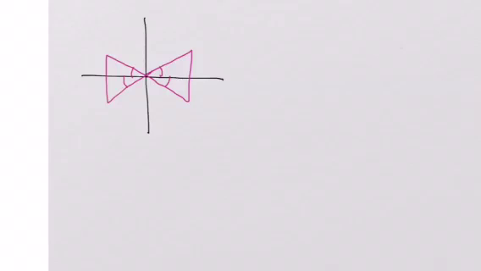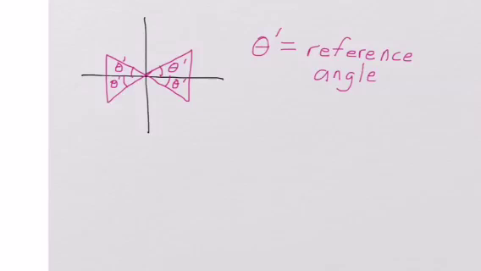And in our textbook, they refer to the reference angle as theta prime. So theta prime is equal to our reference angle. You may also see, from time to time, me use the variable alpha for a reference angle. So you might see that as well.